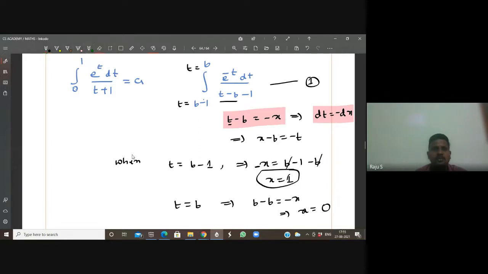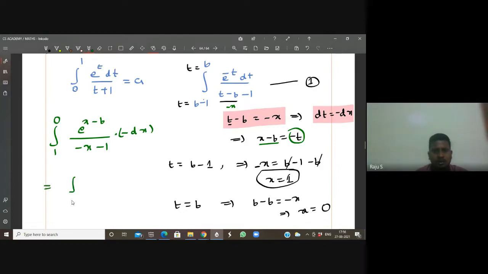Substitute these values in the given equation 1. Then equation 1 becomes, with limits 1 to 0: what is e power minus t? Shall I write e power x minus b? Because minus t value is x minus b. And t minus b value is minus x, so the denominator is minus x plus 1. Into this, dt value is minus dx. I substituted all the values.